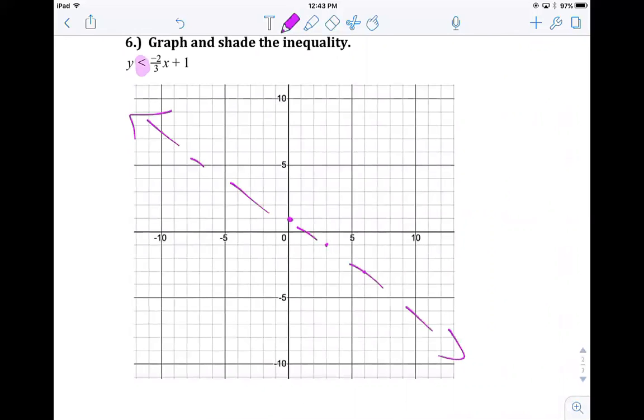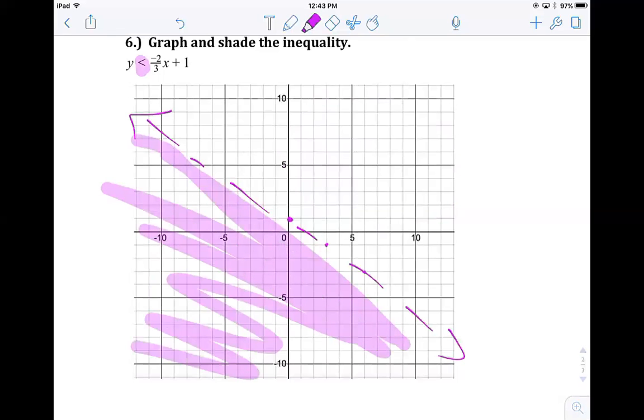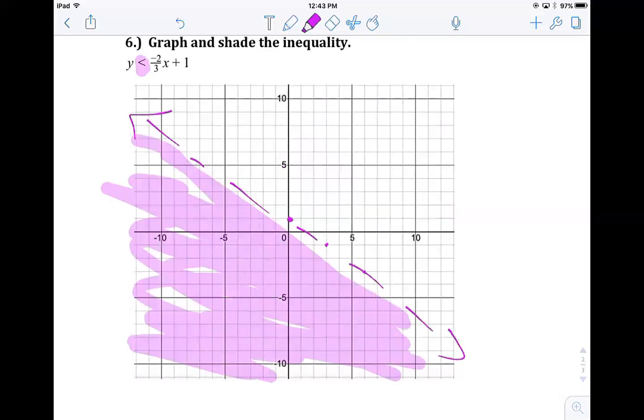And then we need to decide, all right, looking at our picture, we have the top part, we have the bottom part. Which part should we shade? So looking at our inequality, it says y is less than or equal to. So we are going to shade the less than part, which is going to be below. So anything in that area.